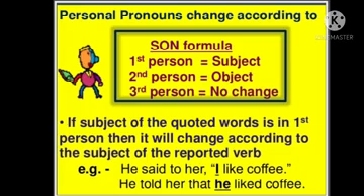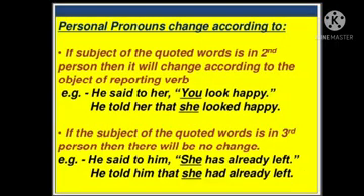For example, he said to her, I like coffee. It will change into he told her that he liked coffee. I changes into he. If the subject of the quoted words is in the second person, then it will change according to the object of the reporting verb. For example, he said to her, You look happy. He told her that she looked happy.